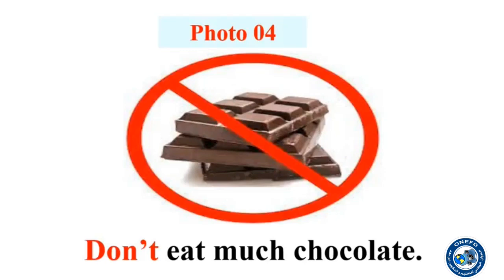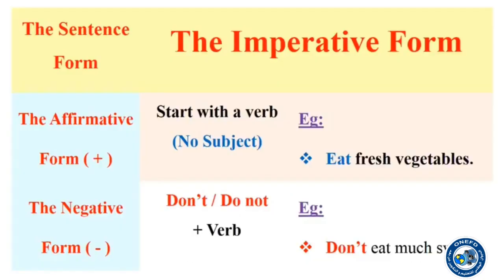So practice sport, eat fresh fruits, do not eat fast food, and don't eat much chocolate. These are orders. 1 and 2 in the affirmative form, 3 and 4, in the negative form.